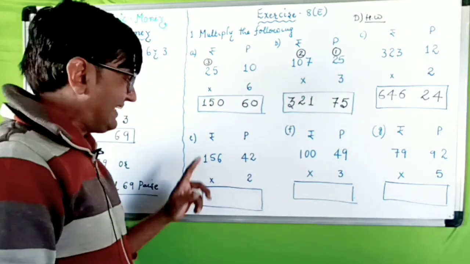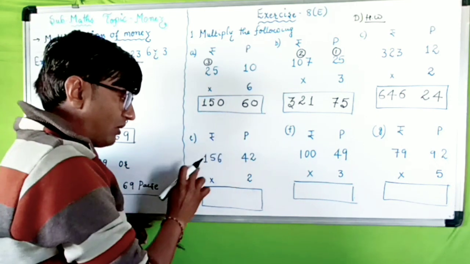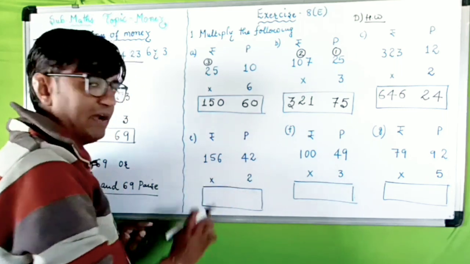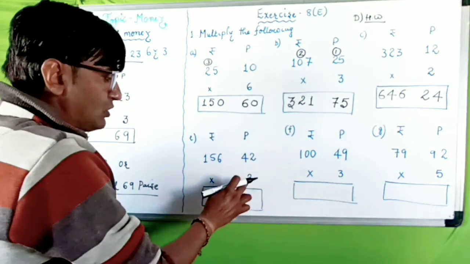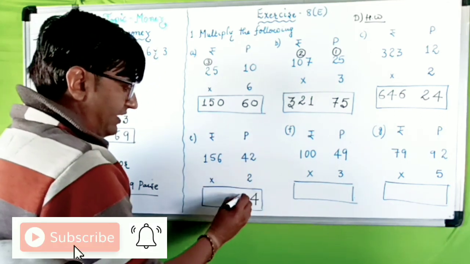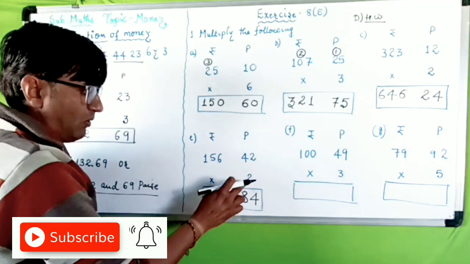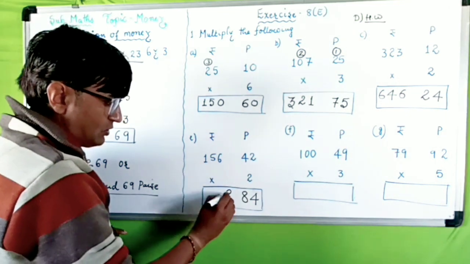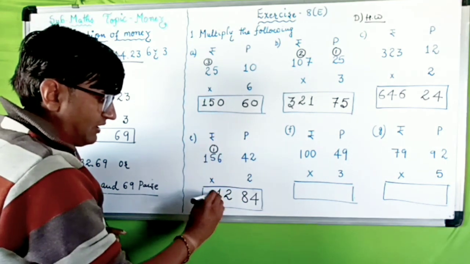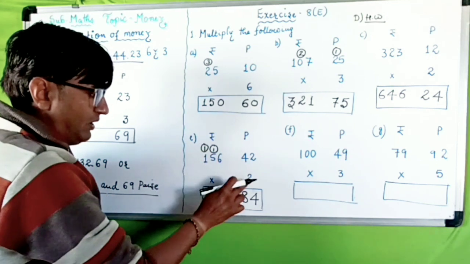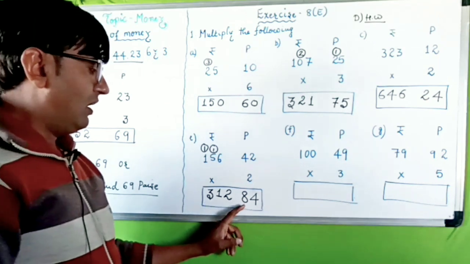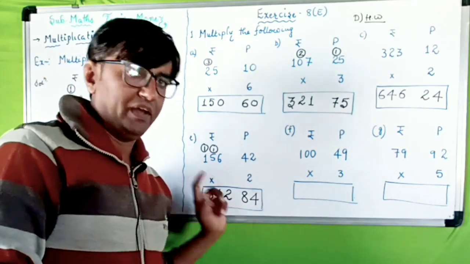Now I will solve E. Rupees column and paise column: 156 rupees and 42 paise multiplied by 2. We begin as usual. 2 twos are 4, 2 fours are 8. Now 2 sixes are 12, 2 down and 1 carry. 2 fives are 10 plus 1 is 11, 1 carry forward. 2 ones are 2 plus 1 is 3. So 312 rupees and 84 paise.